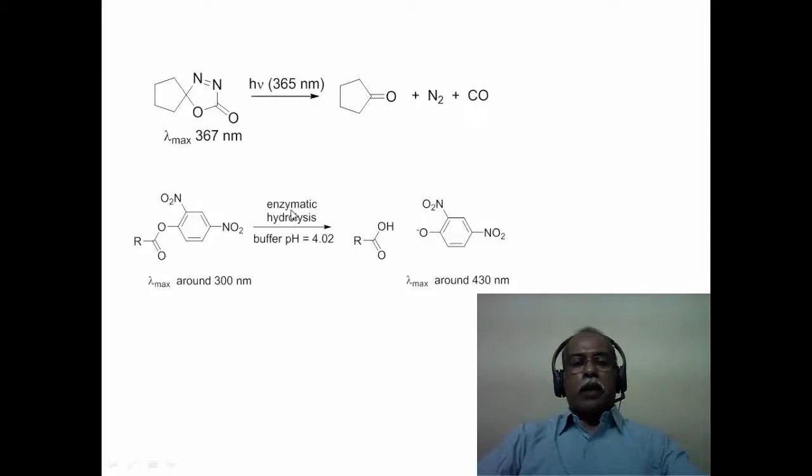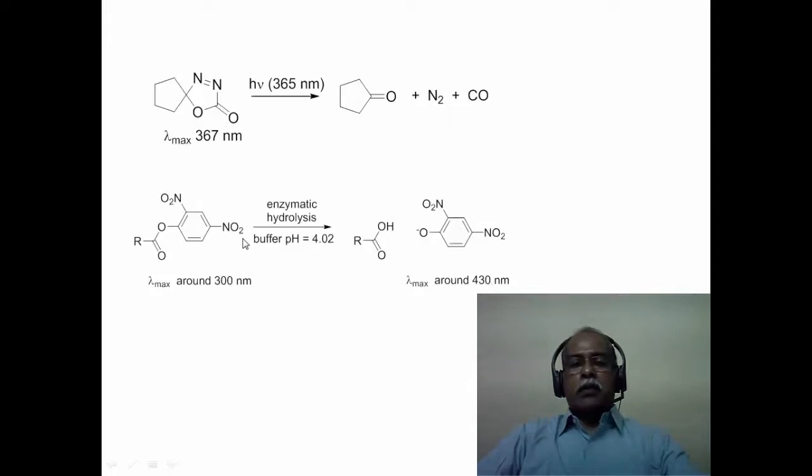When the molecule undergoes hydrolysis, the 2,4-dinitrophenolic derivative has an absorption around 300 nanometers, not more than 300 nanometers. On the other hand, once it is hydrolyzed under the conditions of pH 4.2, buffer solution of 4.2, this exists as the phenolate anion. The phenolate is a strong auxochrome, and it causes a shift of about 100 nanometers. The lambda max of this particular species is 430 nanometers.